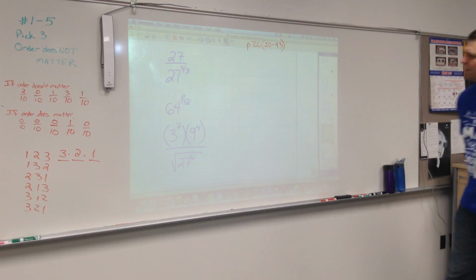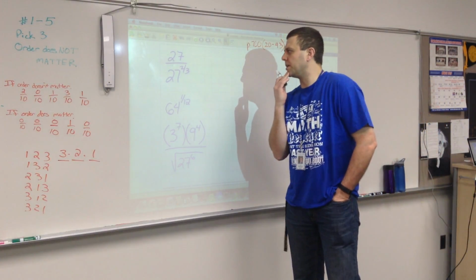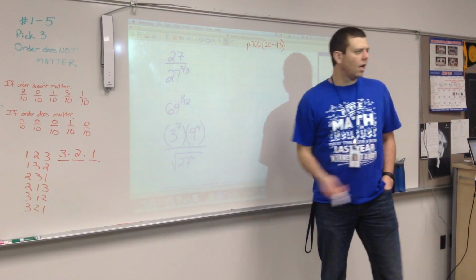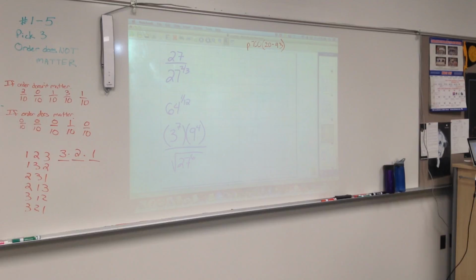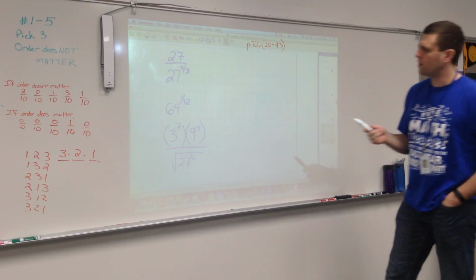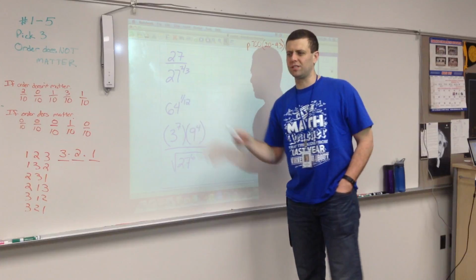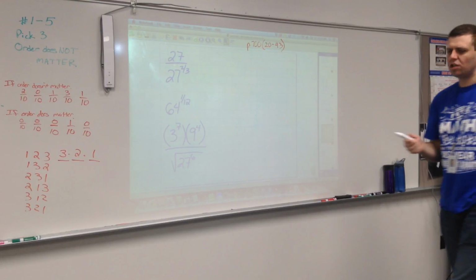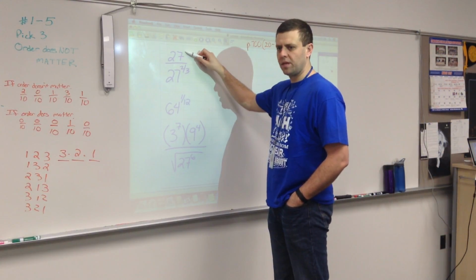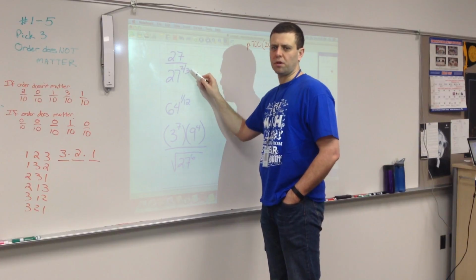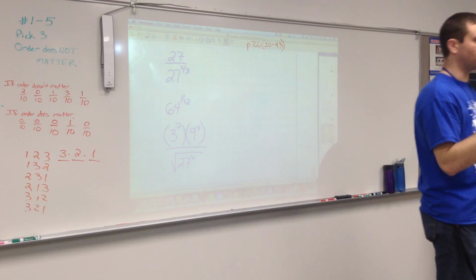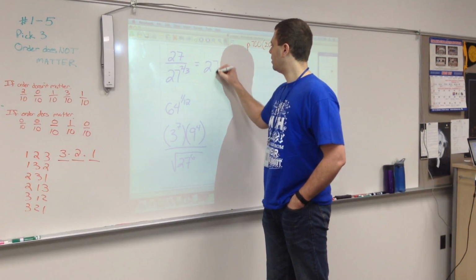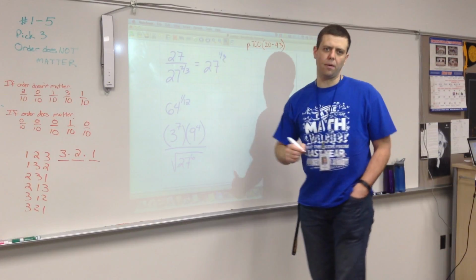When I look at this one, without doing a calculator idea here, I would probably think of 27 as 27 to the 1st power. So I have 27 to the 1st divided by 27 to the 2/3. And when you divide, you subtract those exponents. So I'm going to be taking an exponent of 1 and dividing by an exponent of 2/3. So really I'm just going to do 1 minus 2/3. Okay, 1 minus 2/3 is 1/3. So I have 27 to the 1/3 power.